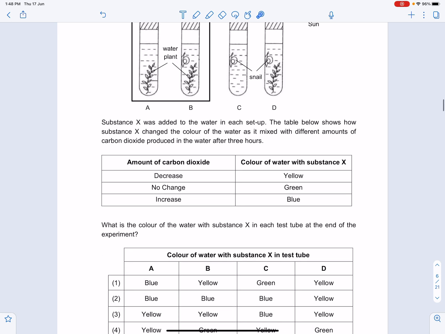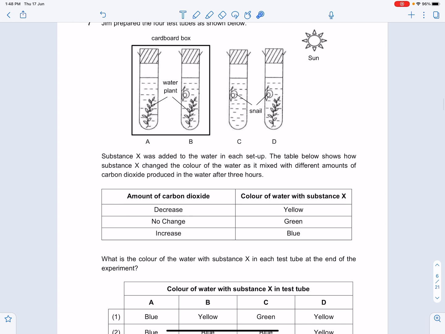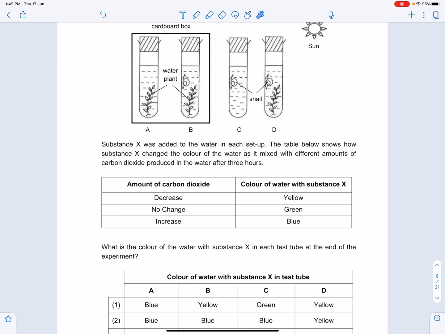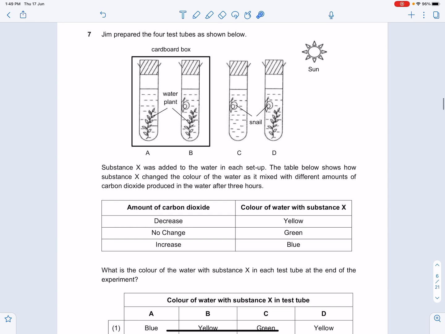So when we look at here, over here, you need to understand that A is basically an increase in carbon dioxide, correct? Why? Because in this case, it is in a cardboard box. When there is a cardboard box, we know that the plants are unable to photosynthesize because light is unable to enter from the sun. So because of that, your green plants are just carrying out respiration.